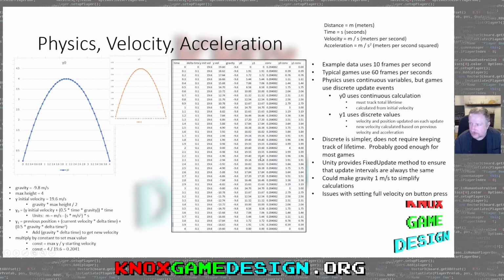19.6. But if we want that to go from 0 to 4, if we want to cap that out at 4, then we have to multiply by a constant, which is that value 4 divided by 19.6, which gives us 0.2041. Just know that it's a constant. You've got to multiply if you want to max out that jump height, or that curve height. It'll give you the same exact shape of the curve, but it'll cap it out at 4. So that's what this conversion factor is.